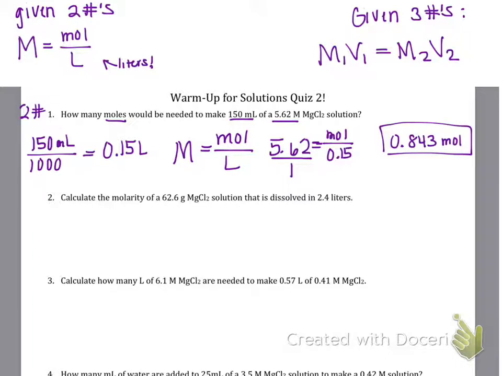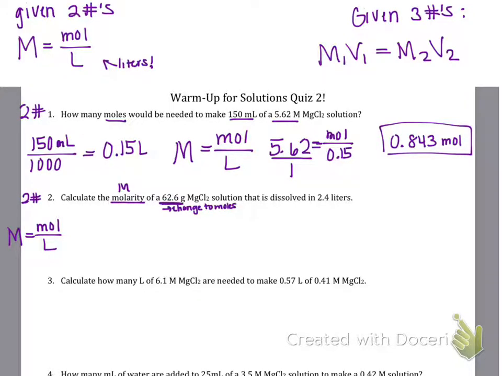All right, number 2 says calculate the molarity. So the molarity is capital M of a 62.6 grams magnesium chloride solution that is dissolved in 2.4 liters. Okay, once again, I have two numbers here. That means I'm going to use the equation on the left. Now, the equation on the left, which is molarity equals moles over liters, has moles, but I have grams. That means I need to convert. I need to change this to moles before I do my math. All right, so let's do that.